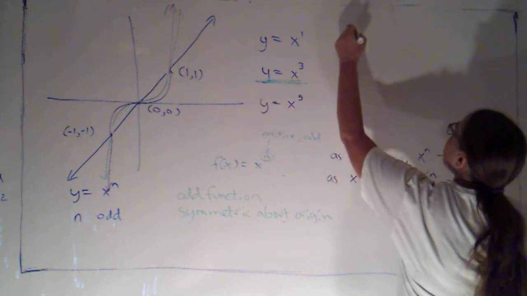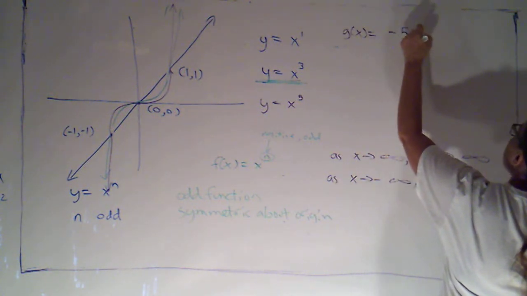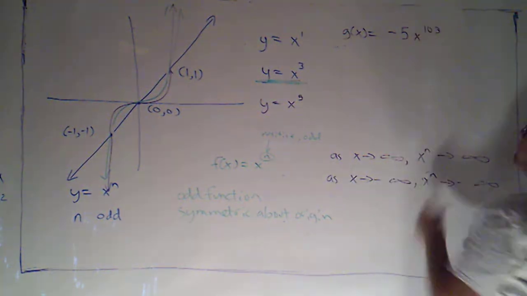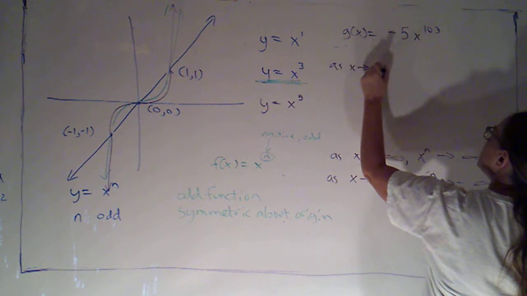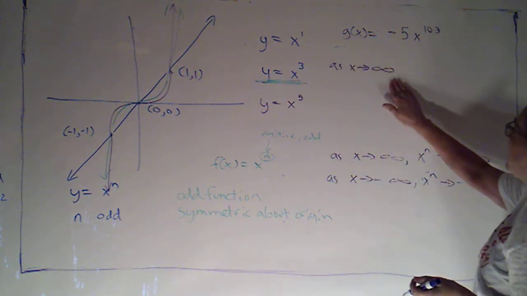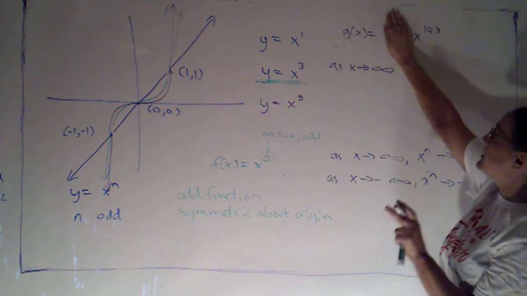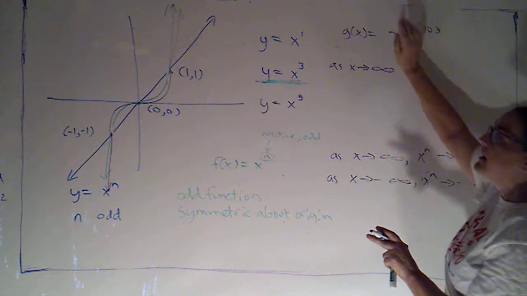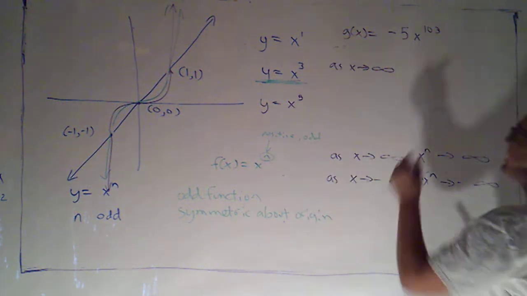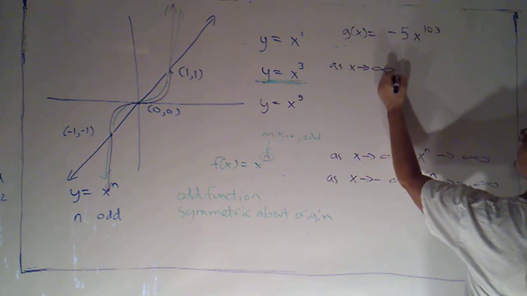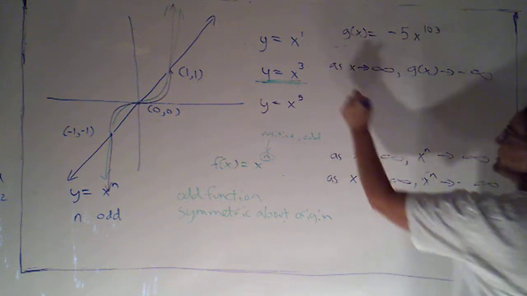So if I had g of x equals negative 5 x to the 103rd, okay, I could say as x goes to infinity, well, what I'm going to do first of all is just look at the power. Any power, even or odd, as we go off to infinity, goes to infinity. But now I'm multiplying it by negative 5. That's going to do a vertical flip, and that's going to change the sign of the output. So I could say g of x is going to negative infinity.